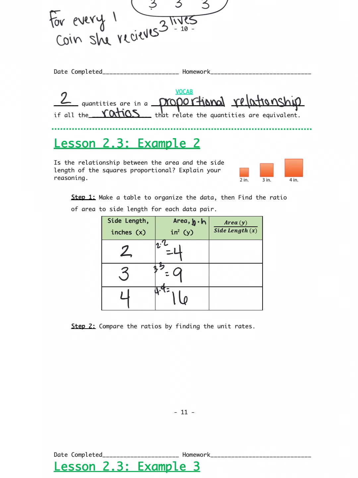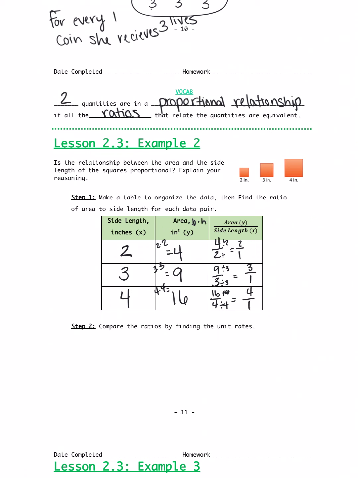And so now we're going to take our area y and put it over our side length x. So we have 4 over 2, and we need to simplify that. They both can be divided by 2, which gives us 2 over 1. Then we have our 9 over 3. They can be simplified. We're going to divide both by 3, and we get 3 over 1. And over here we have our 16 over 4, divide by 4, divide by 4, and you're left with 4 over 1.